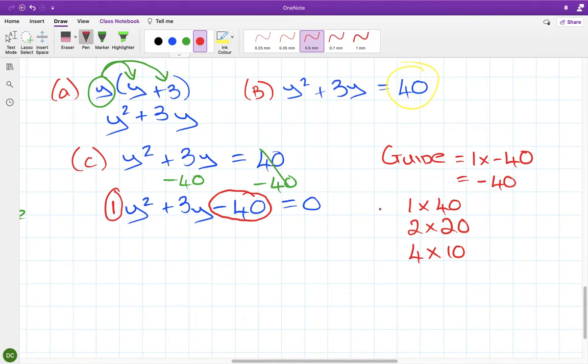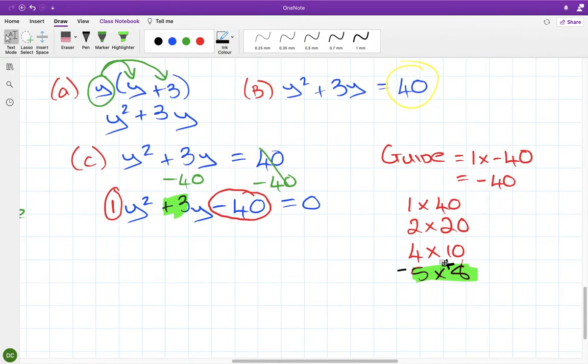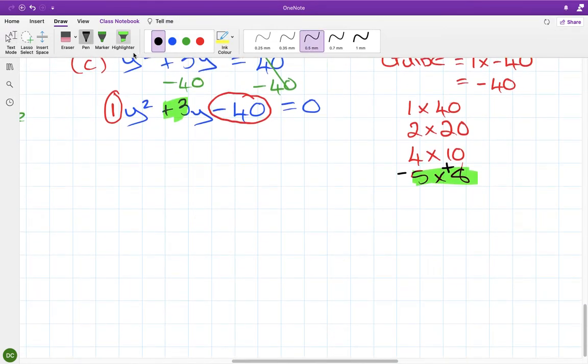Right, where did it start? So this was 5 times 8, and I was looking for plus 3. I found it here. I made this minus and this plus. Okay, we're still okay. So y squared minus 5y plus 8y minus 40 equals 0.